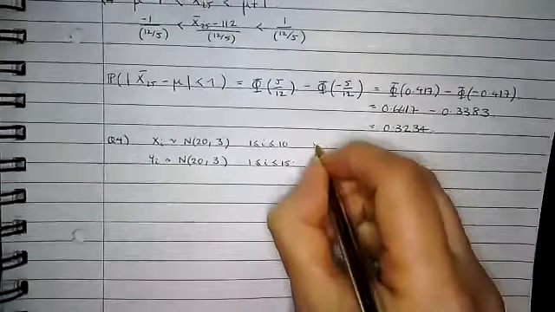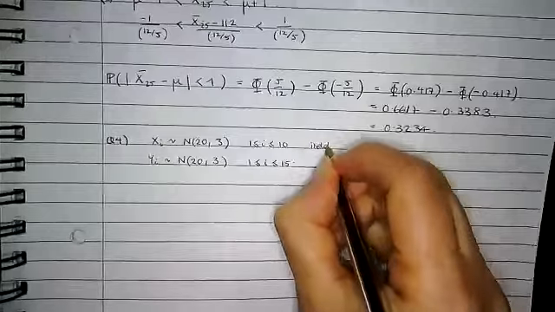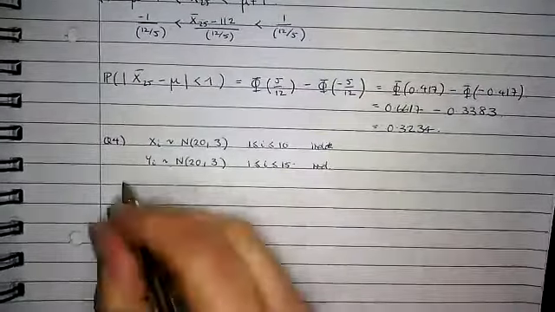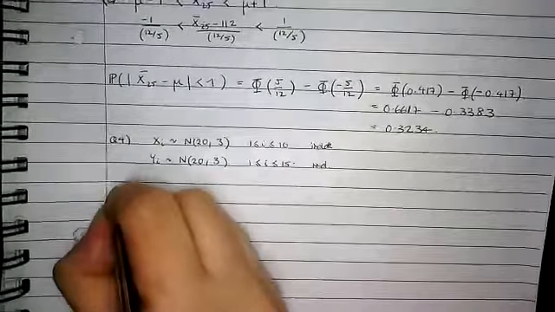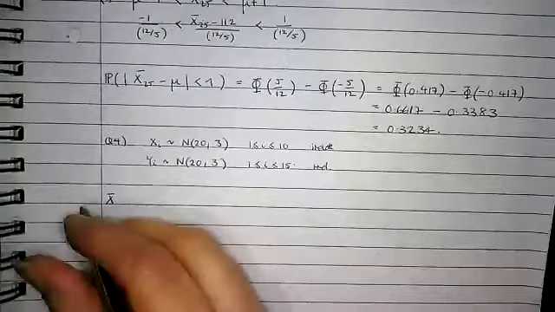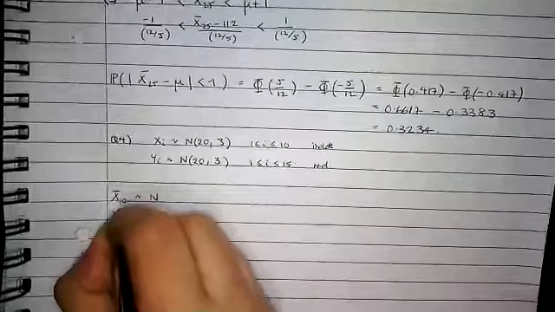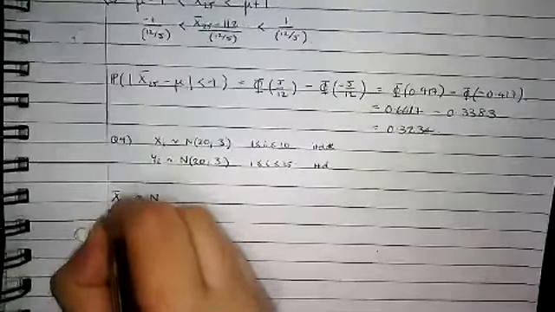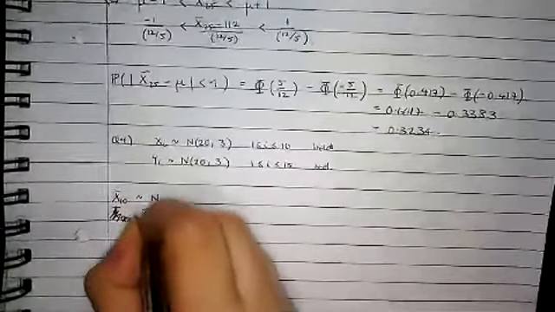And of course they're IID in both cases. The first thing I want to ask is, what's the distribution of the mean of the x's, so x bar 10 and x bar 15, and y bar 15.